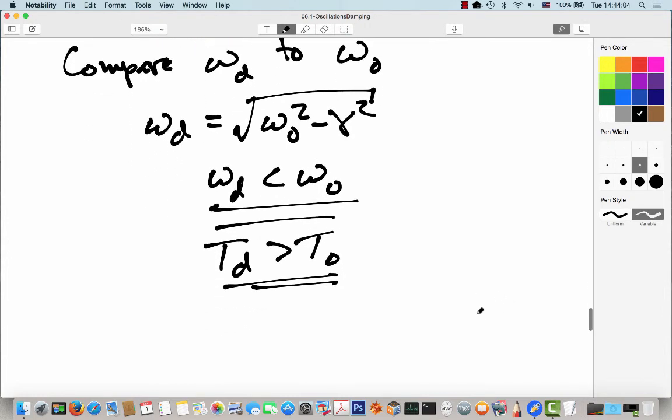But typically, your values of gamma are pretty darn small compared to omega naught. So yeah, you might be able to measure it, but it's not going to differ by much. All right, in the next video, we will go and take a look at the energy considerations.